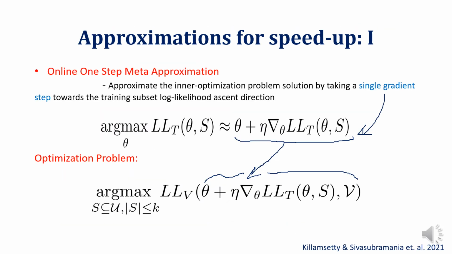So here's one step towards that, which is an online one-step meta approximation, where we approximate the inner optimization problem by taking a single gradient step. As you can see, this is a single gradient step toward the training of the subset log likelihood ascent, right? So the substitution of theta star in the outer optimization problem in terms of this one-step approximation gives us this new optimization problem. Now, how do you solve this?